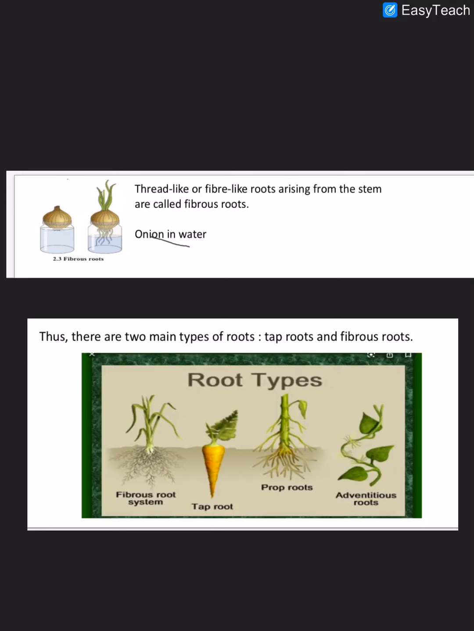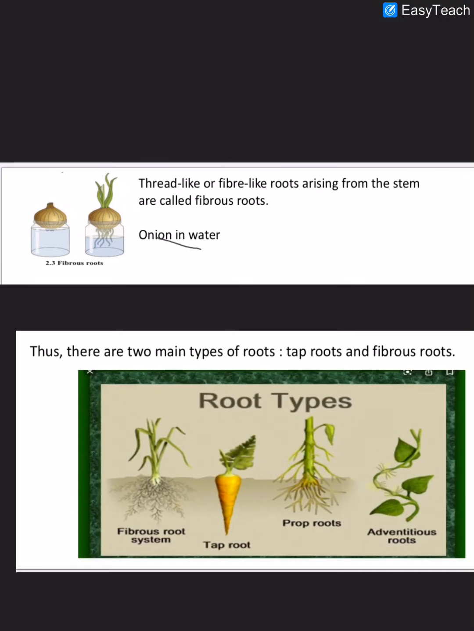Now we are going to see the image of a fibrous root. In an onion placed in water, thread-like, fiber-like roots arise from the stem of the onion. It is called a fibrous root. As you can see in the image, fibrous root. Onion in water is an example. And there are two main types of roots: taproots and fibrous roots.